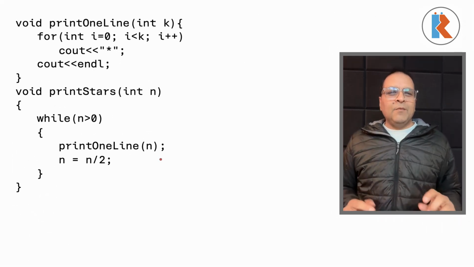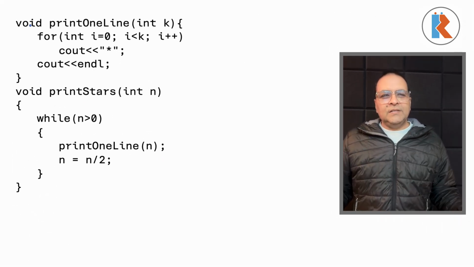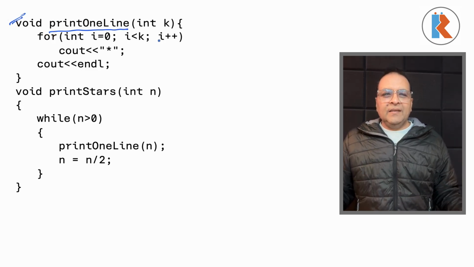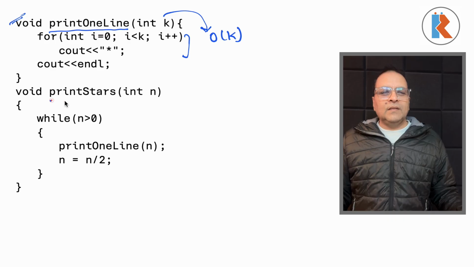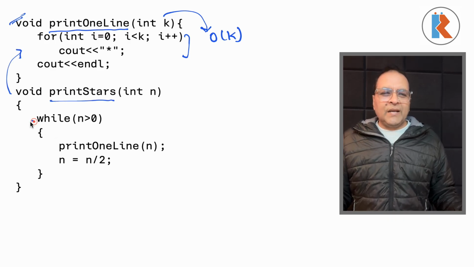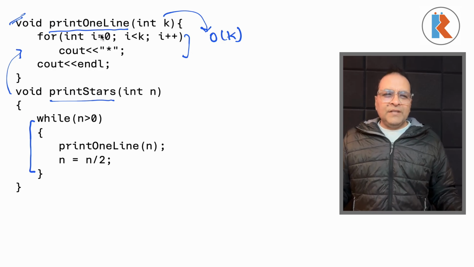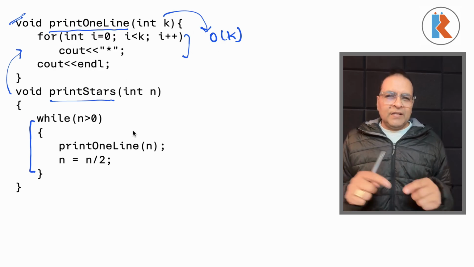What do you think is the time complexity of this code? There are two functions. One is the print one line function. So this function is responsible for printing only one line. In this line, it is printing k stars. Therefore, the time complexity of this function is order of k. The second function, print stars, is calling this function. Now we need to figure out how many times this while loop is getting iterated and what is the value of k for which this print one line function is getting called inside the while loop.